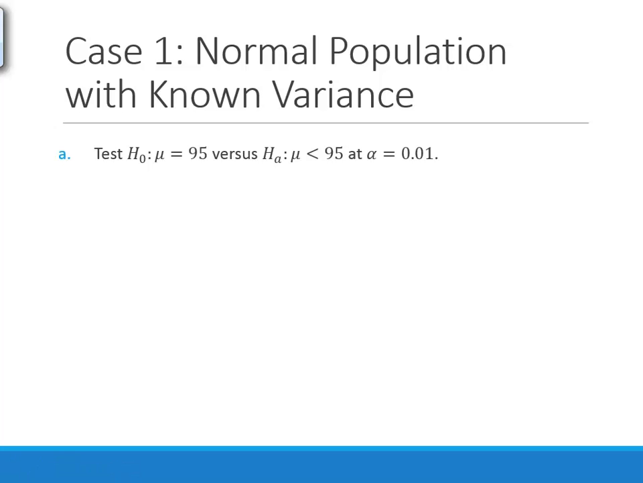So what we're told to do here is test these hypotheses. Instead of being told in the context of the problem, we're just told what the hypotheses are. So we want to test the null hypothesis that mu is equal to 95 versus the alternative, which says that the mean is less than 95, and we want to use a significance level of 0.01.